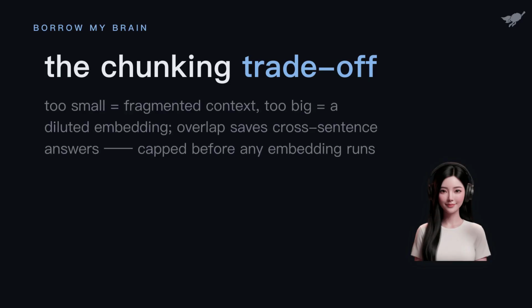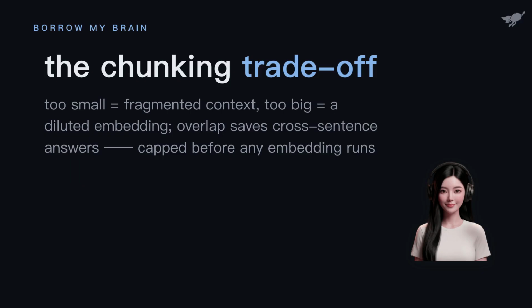There's a deeper trade-off here. Note it down. Chunk too small, and the context gets too fragmented. The setup and payoff of a single point get torn apart. Chunk too big, and you've got 5 different things crammed into one chunk. The embedding vector gets diluted, and retrieval precision drops. And that overlap isn't there for nothing. It exists specifically to rescue the answers that straddle 2 sentences. It keeps a copy in both neighboring chunks. One line.